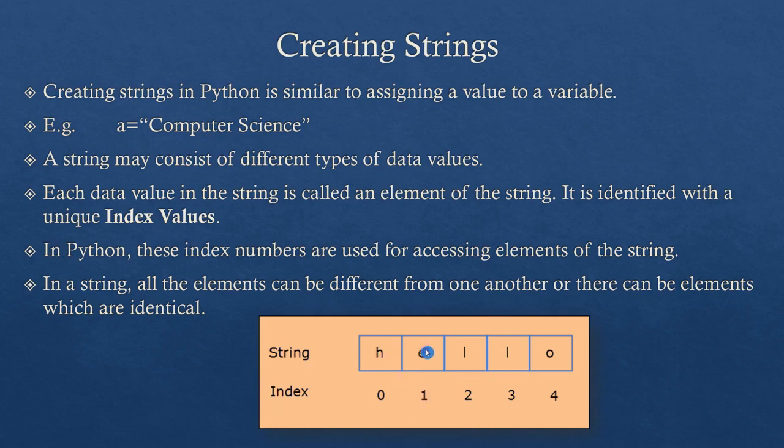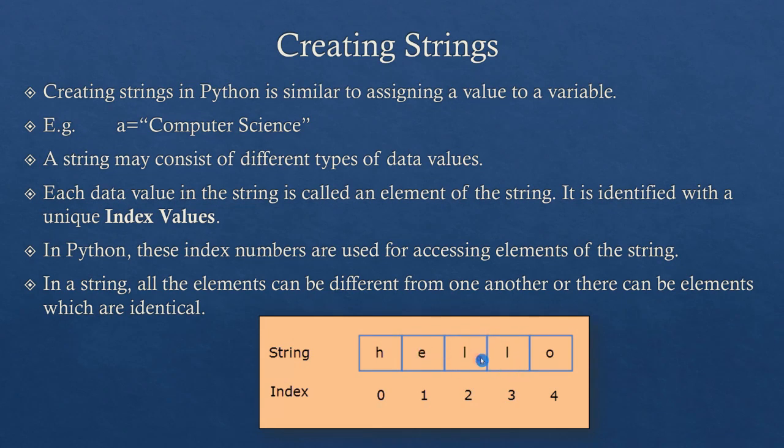Index 1 indicates the second element of the string. Index 2 indicates the third element of the string, and it will go on like that. And one more thing is, each and every element in a string will have its own index value. If you check the string, L is available here two times, but the index values are different. We have not given the same index value for these two same characters.